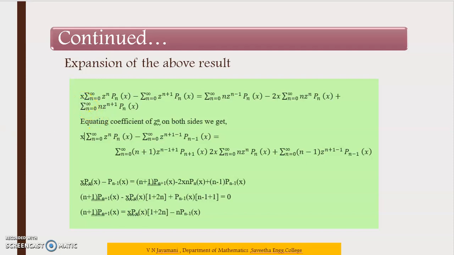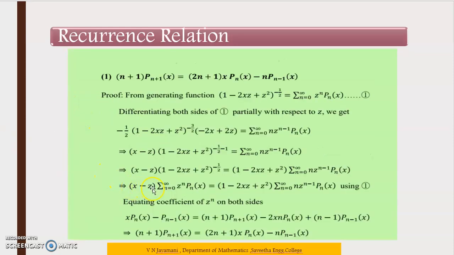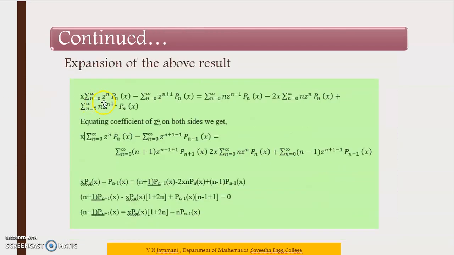Now, multiplying this term, here we have (x - z) into the summation n = 0 to infinity of zⁿ Pn(x). Multiplying all the terms, we get x into the summation n = 0 to infinity of zⁿ Pn(x), minus the summation n = 0 to infinity of zⁿ⁺¹ Pn(x), equal to the summation n = 0 to infinity of n zⁿ⁻¹ Pn(x), minus 2x into the summation n = 0 to infinity of n zⁿ Pn(x), plus the summation n = 0 to infinity of n zⁿ⁺¹ Pn(x).